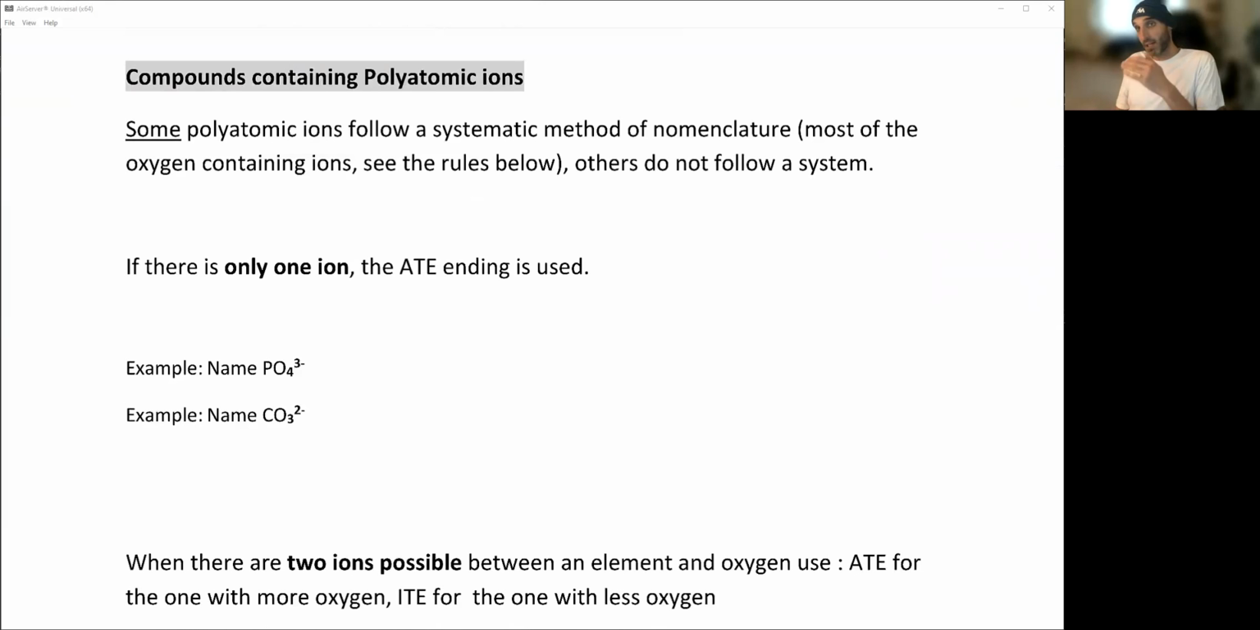So binary compounds, again, first one keeps its full name, next one gets an IDE ending. Anything that contains polyatomics, again, those polyatomics are groups of atoms that are always groups of atoms. At the end of this set of notes, you're going to see that table again. If there is only one ion, you are always going to give it the ATE ending.